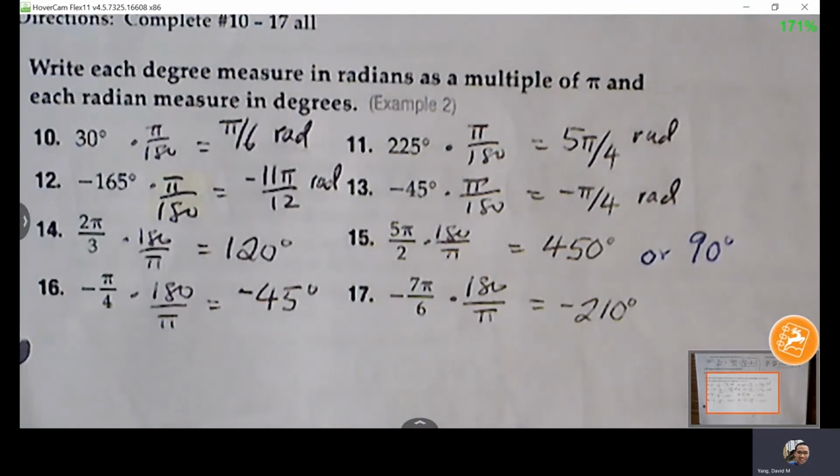Okay, I want to start the next section here. This is on arc length notes. So 1.07, this is page 18. Everybody good with this page?